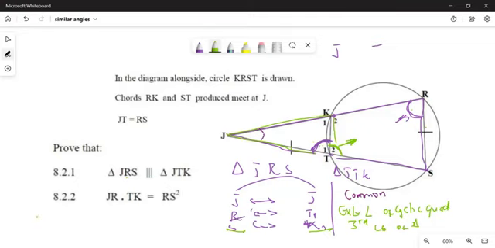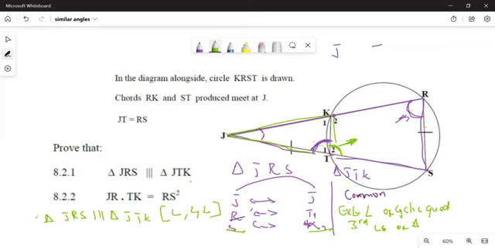Then we can say triangle JRS is similar to triangle JTK. How do you prove this similarity here? How did you do it? So we've used an angle, an angle, and a what, and an angle. So that's how we prove similarity.